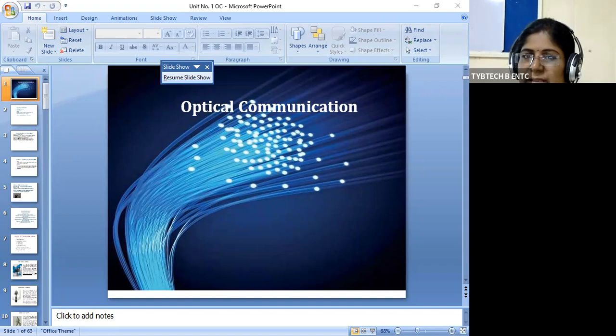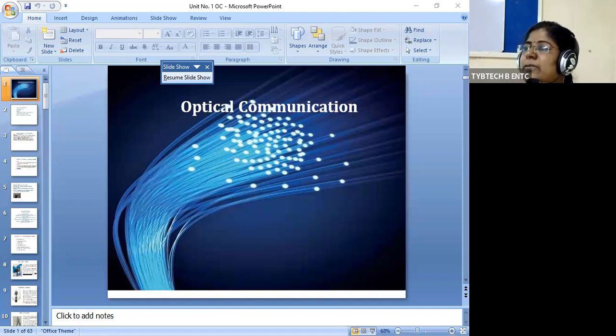Here are just the advantages and disadvantages of wireless and wired communication. This is just an additional part. You can go through it just for your information. Here is a comparison of satellite and fiber optic communication. That is an additional part. Now this is the historical development in optical communication.